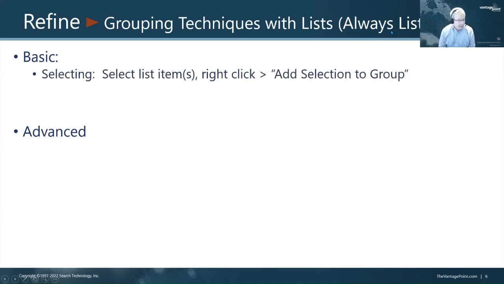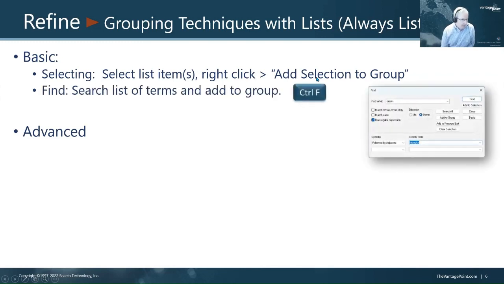So what are the basic techniques? Simply by scrolling down a list and seeing a term, you can right click on the term and you'll get this pop-up window with all these options, and one is add selection to group, and you'll name a group and you'll add that item that you selected to the group. That's a very manual way, but it's a good way of starting your grouping process.